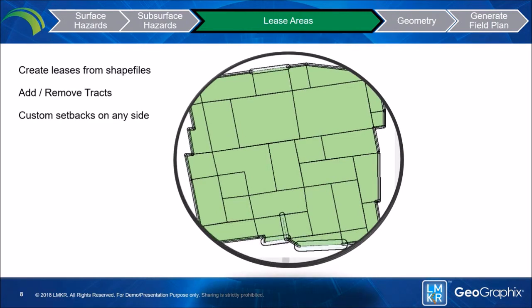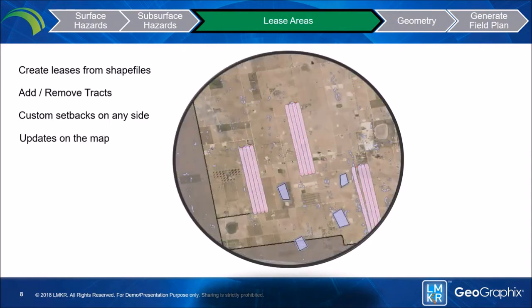You can also put in custom setbacks on any side you want. For example, over here you have some custom setbacks set here. You can even put them internally. That's not an issue. This is the way you create drilling blocks also. And finally, everything gets updated on the map. Take a look. On the left-hand side, you see the gray area, and on the bottom, you see the gray area. These are the lease boundaries.